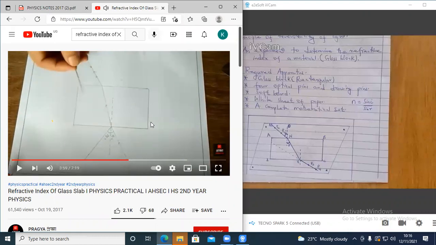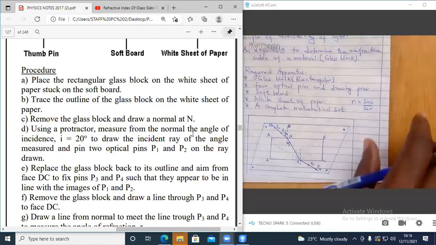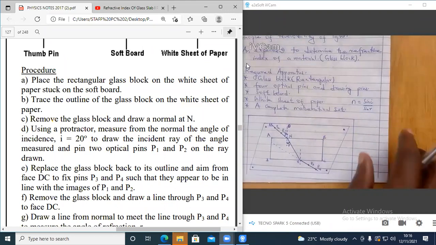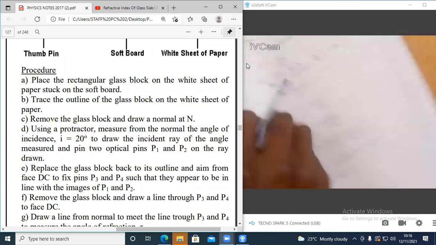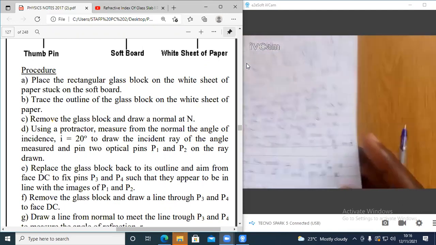Yes, members, you have seen how they perform it. We can't finish the video now because we are running out of time, but I believe you have picked the concept of how to perform the experiment, right? That's what I expect from you in that experiment. The same procedures apply here.